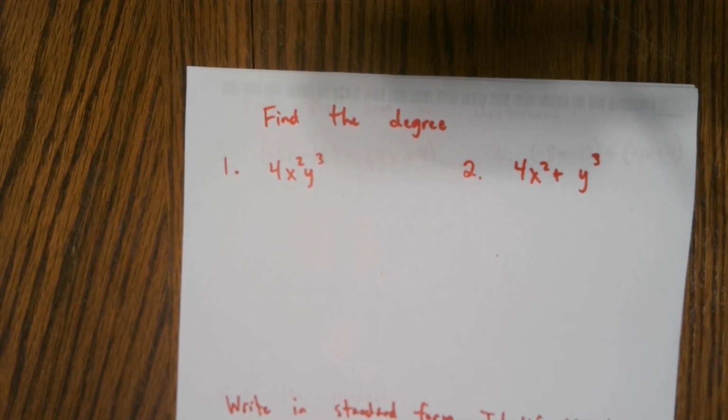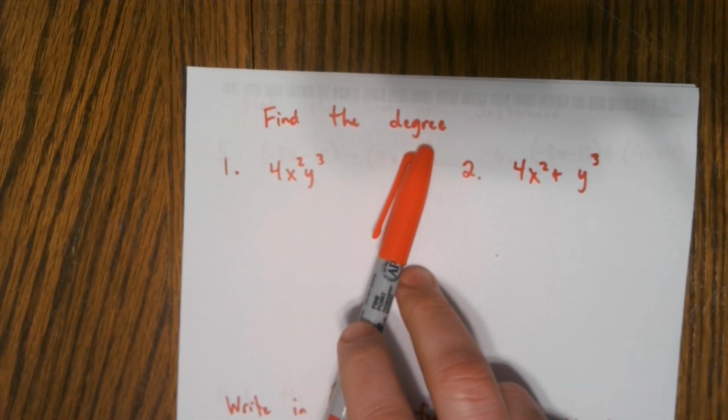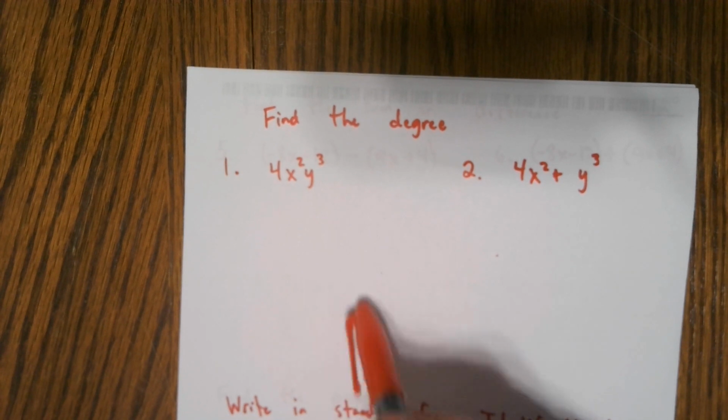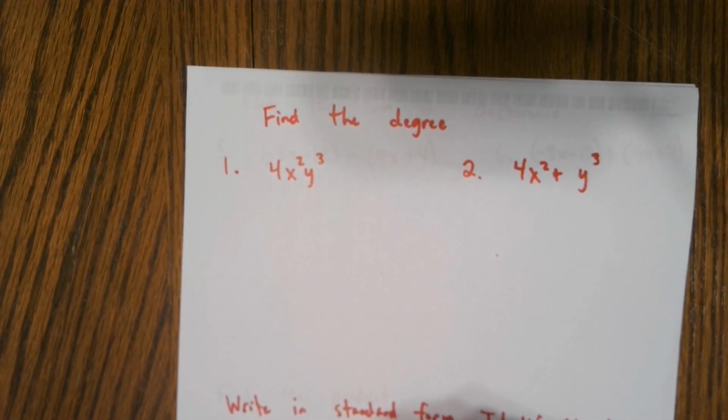So if we remember all the way back to 7.1, when we're finding the degree, if it's all one term, or it's all together, all being multiplied together, we're going to add the exponents up. If they're separate terms, we're just going to take the largest one, or the term with the largest degree.